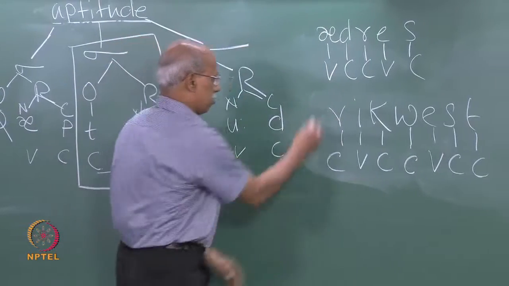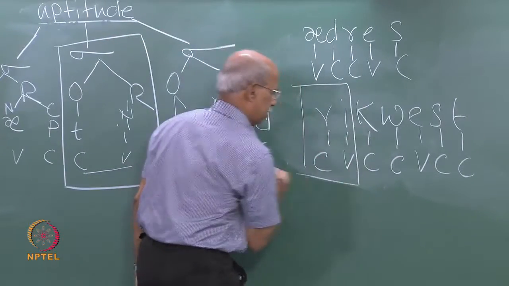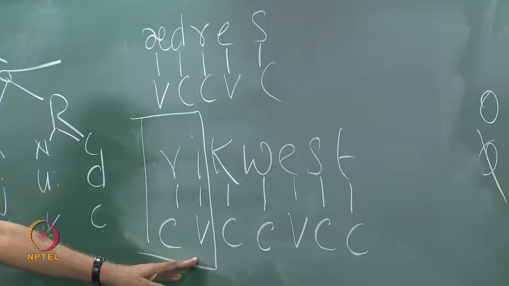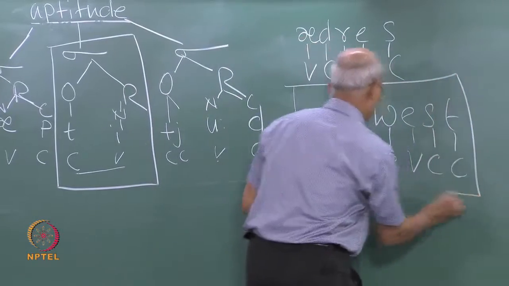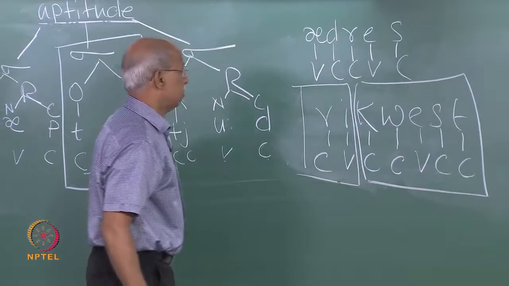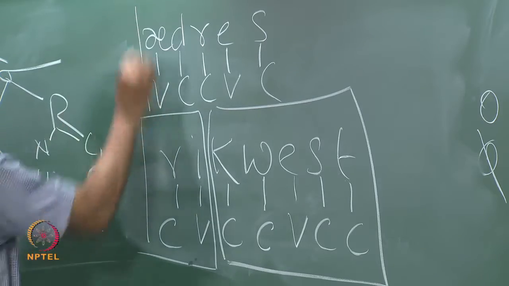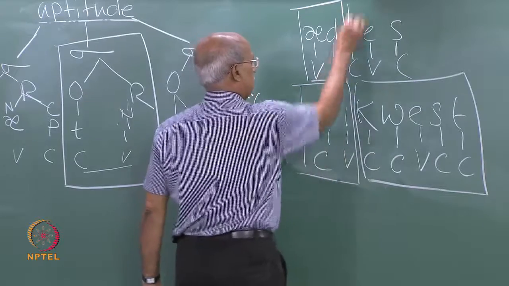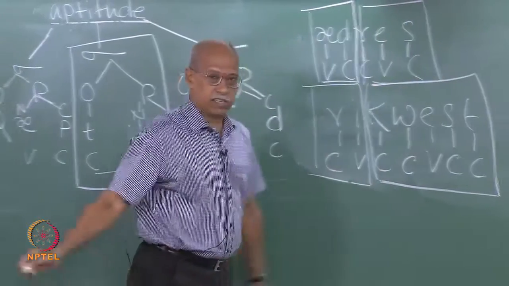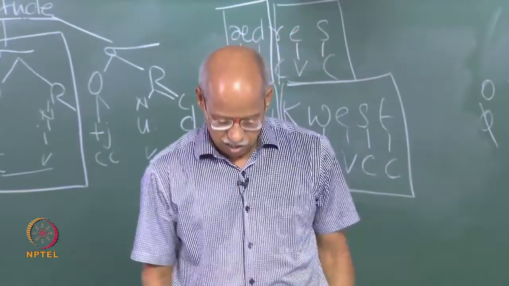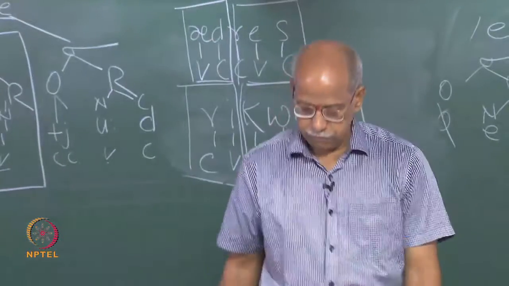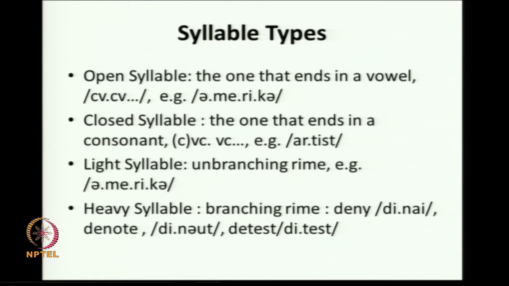Now look at the syllable structure here. This syllable does not end in C, but the following syllable ends in a C. Okay. The first syllable here ends in a C. The second syllable ends in a C. So, all syllables that end in a C, please write, are known as closed syllables. But all syllables that end in a V, in a vowel, are therefore open syllables.